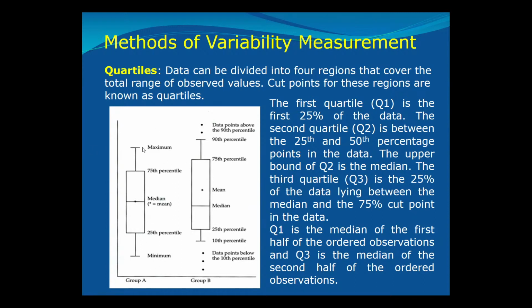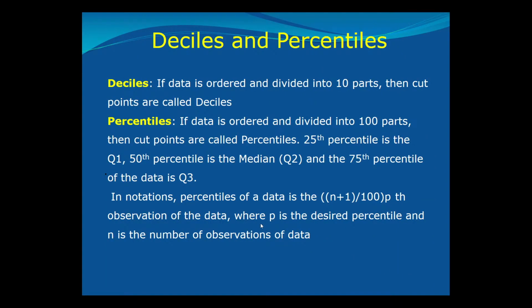This is the explanation of the box and whiskers plot for group A. In the graph, you see group B, and we can see almost the same graph, but it shows not quartiles, but percentiles. In the percentile, we divide the data set into 100 parts. Percentiles: if data is ordered and divided into 100 parts, then cut points are called percentiles.